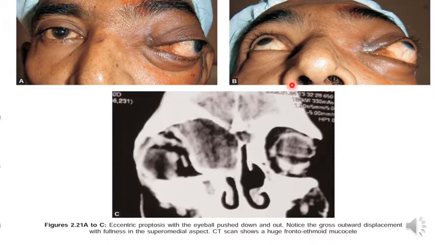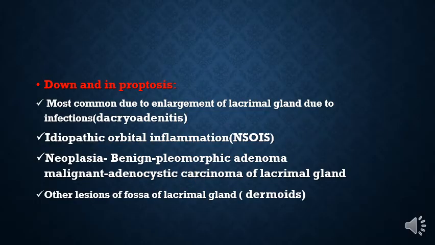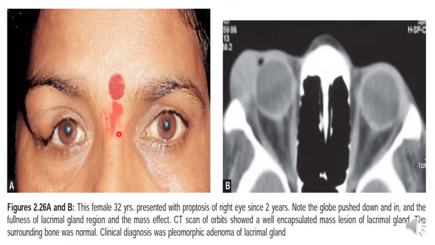See the same picture, the CT scan showing the huge frontoethmoidal mucocele which is pushing the eyeball out. Now coming to the down and in proptosis, the most common lesion of down and in is dacryoadenitis.